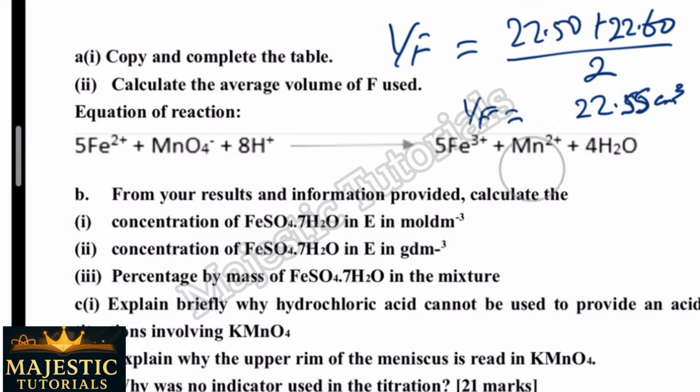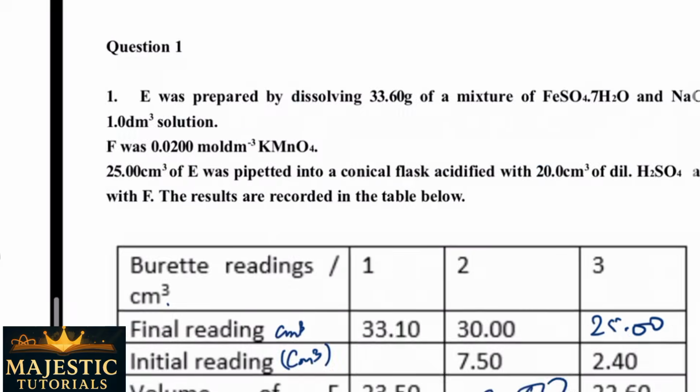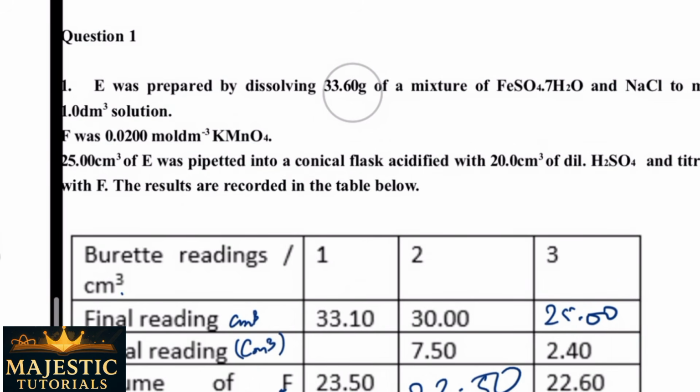As you can see, it's a redox reaction. So this is where we know the mole ratio of E, which is 5. The mole ratio of F is 1 because the coefficient here is simply 1, but here the coefficient is 5. So we go and solve. From the result and information provided, calculate the concentration of iron 2 tetraoxosulfate 6 heptahydrate in E in mole per dm cube. You go back, remember that this 33.60 gram was a mixture, is impure, so you can't use this.